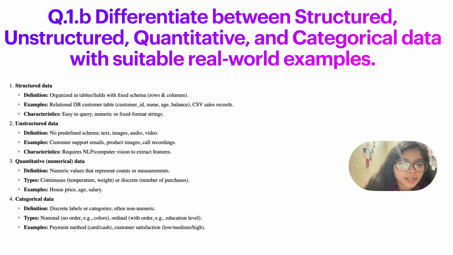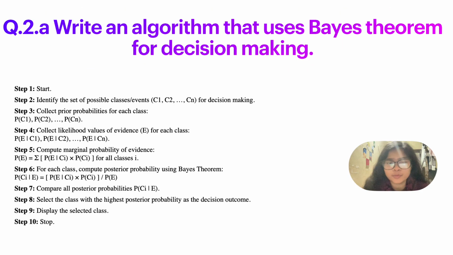A structured table can contain both quantitative and categorical columns, and unstructured text can be transformed into structured features. Moving towards the next question, which is: write an algorithm that uses Bayes' theorem for decision making. So, first of all, why do we use Bayes' theorem?